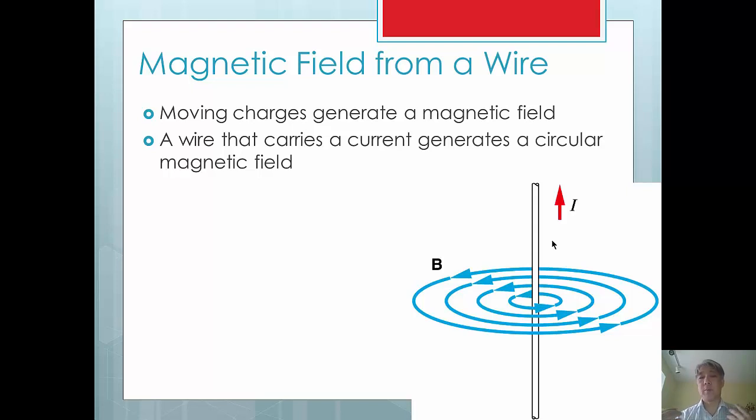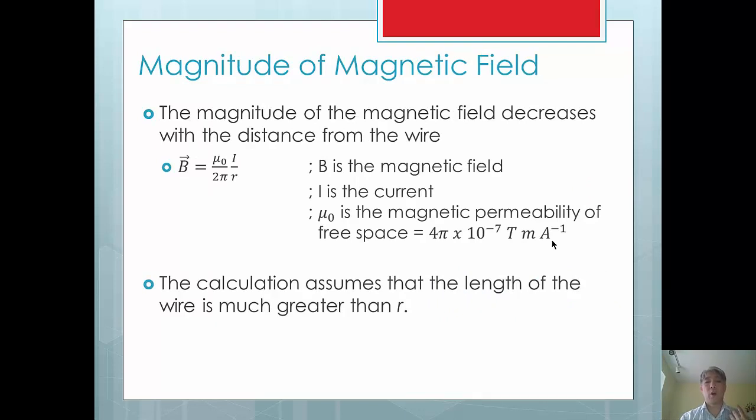That's going to be important because we're going to be using what we call the right fist rule to determine whether the magnetic field is going to go clockwise or counterclockwise. For the magnitude of the magnetic field, what's important to remember is that the strength of the magnetic field is proportional to the current, so stronger current gives a stronger magnetic field, and it gets weaker with respect to r. So greater r, weaker magnetic field.